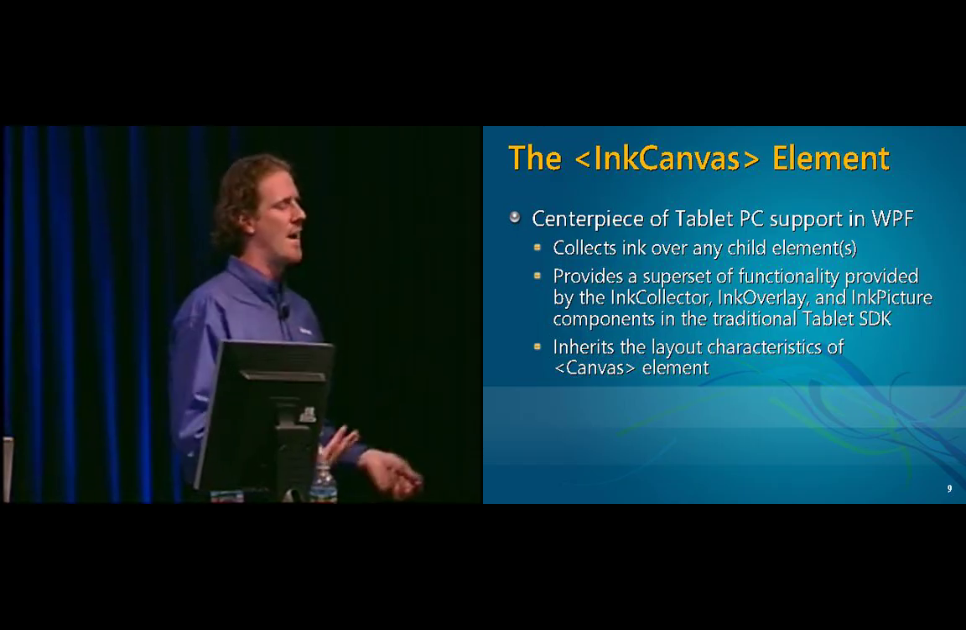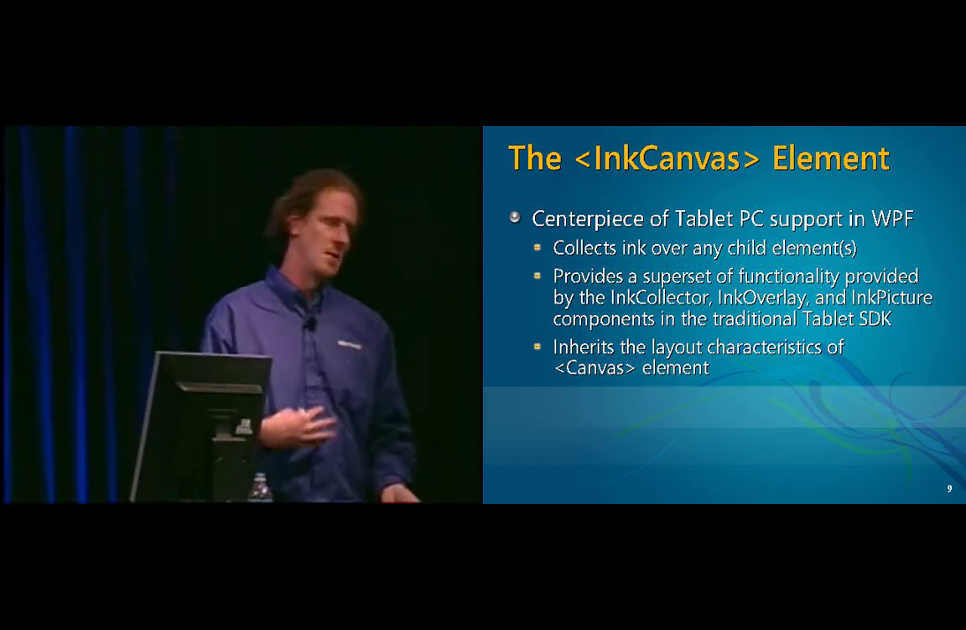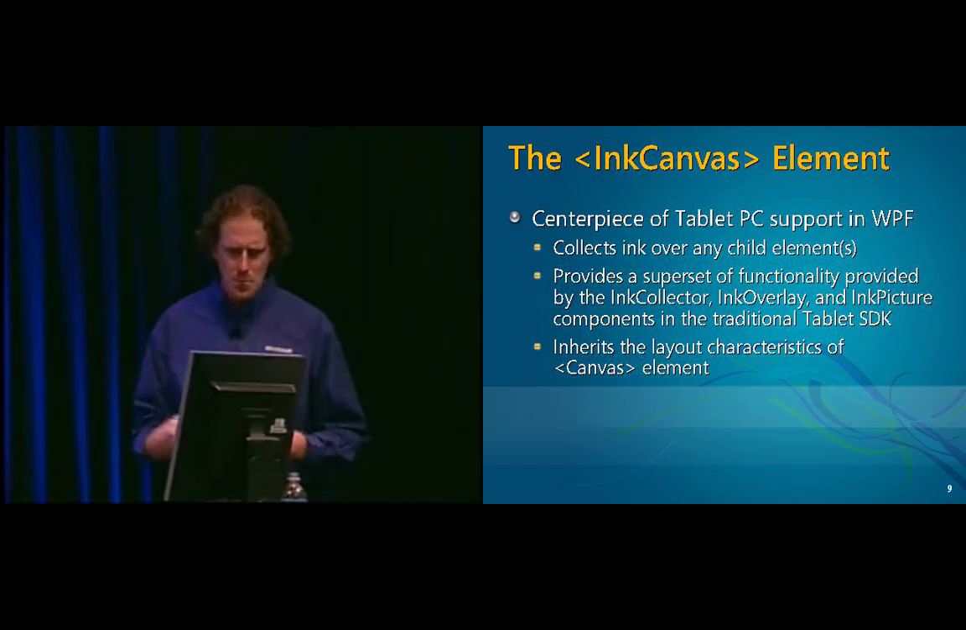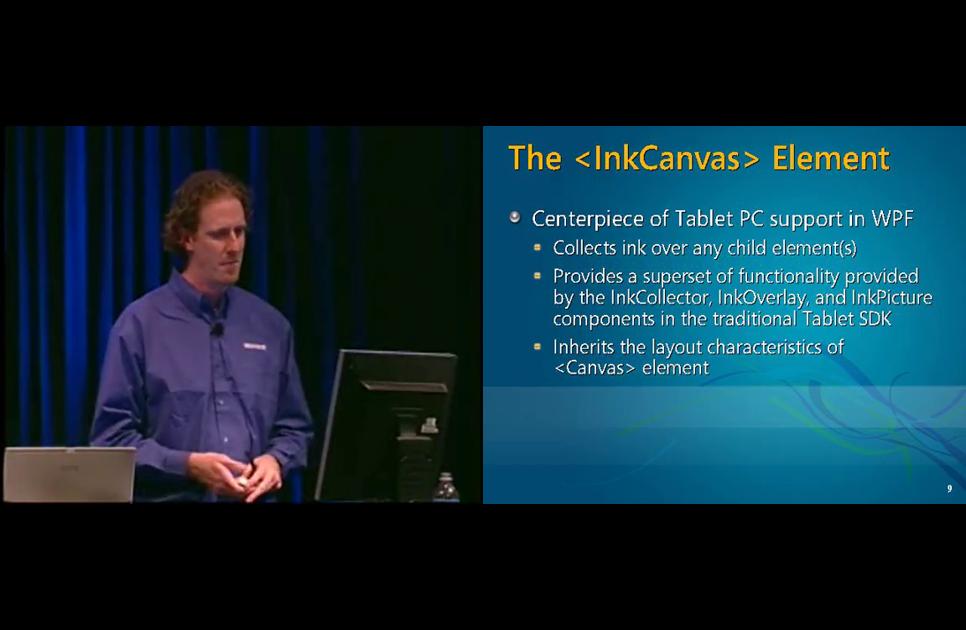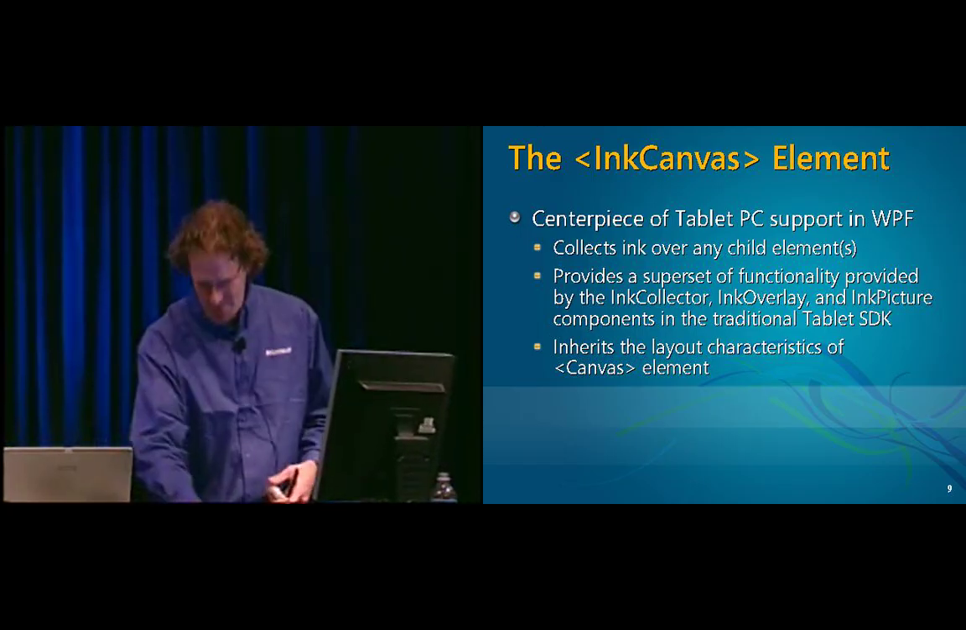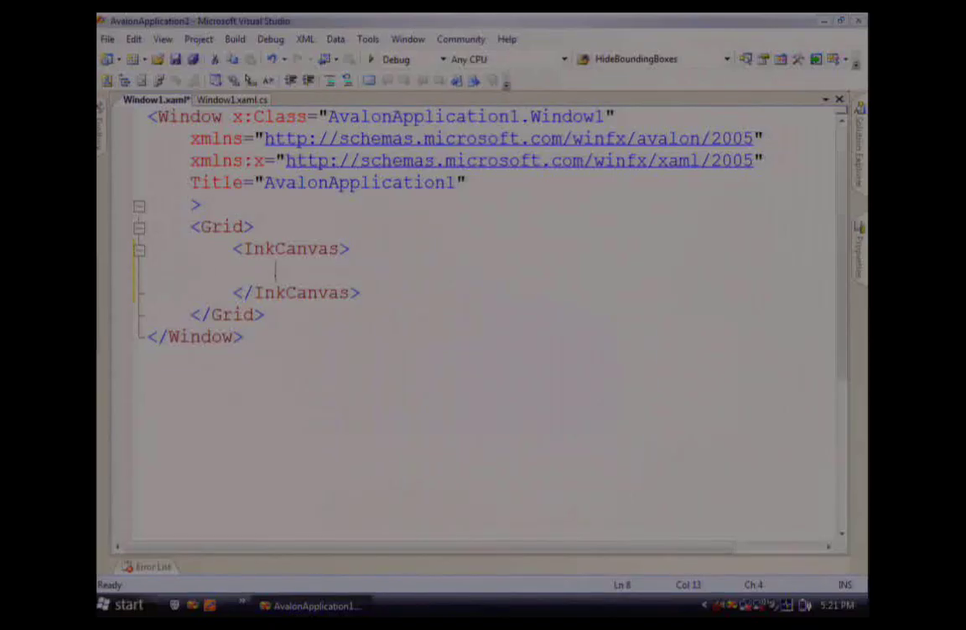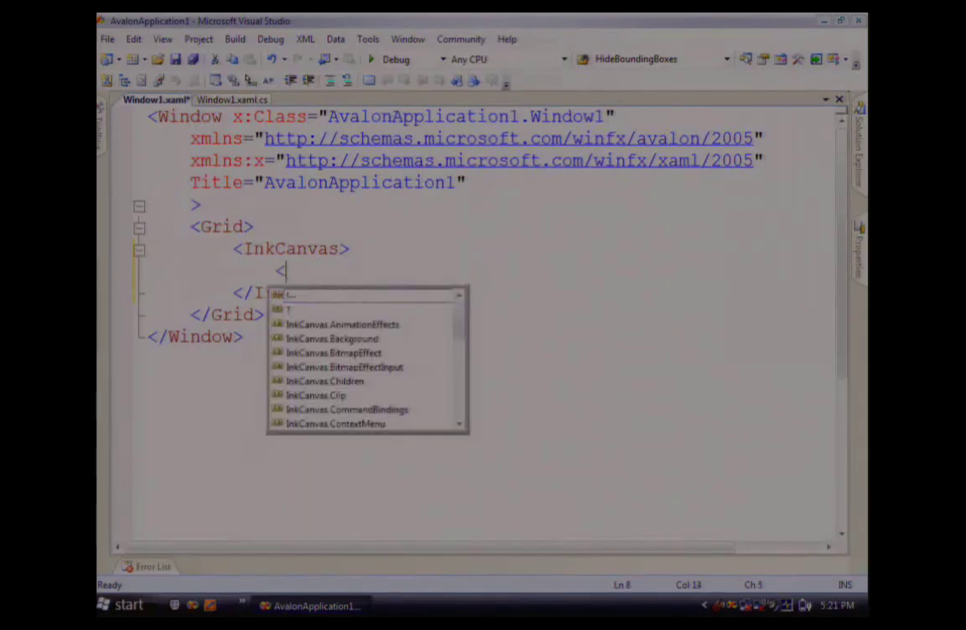So how do you decide in a programming model which of those elements you collect ink over and which you don't? Well, we use the flexible layout of XAML to handle that fairly elegantly. So I'll just flip back over to Jamie here. He's got an ink canvas running. What happens if you add a button as a child of the ink canvas there, Jamie?